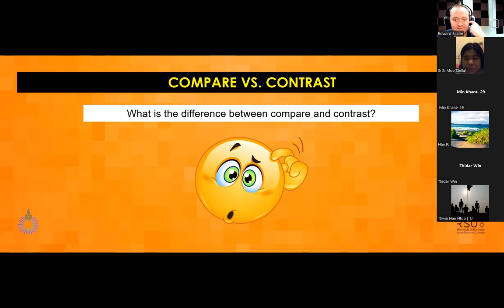Compare and contrast. What is the difference between compare and contrast? For the compare, to be compared with each other. Okay, and what's contrast? Contrast is for the conclusion, I think. Like a summary. No, it's a little different. Compare is where you have two or more things and you see how they're similar. And contrast is where you have two or more things and you see how they're different. So that's the difference, okay?